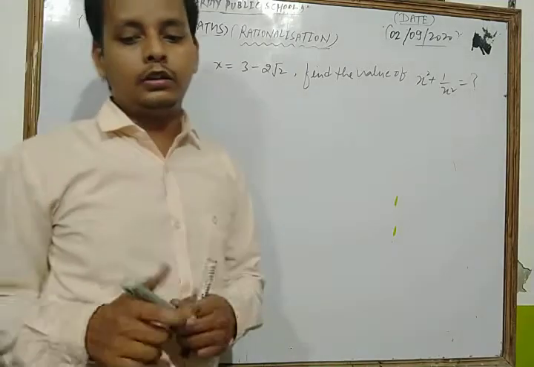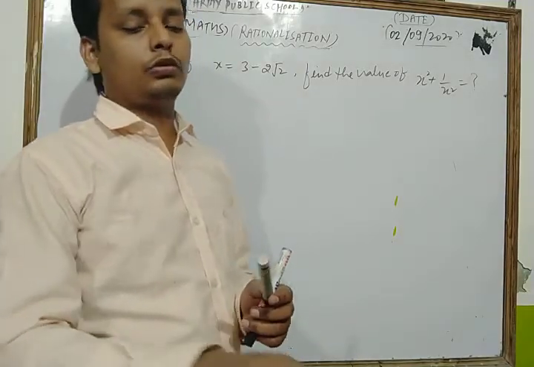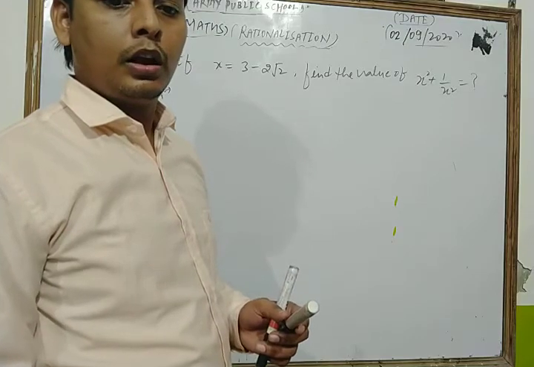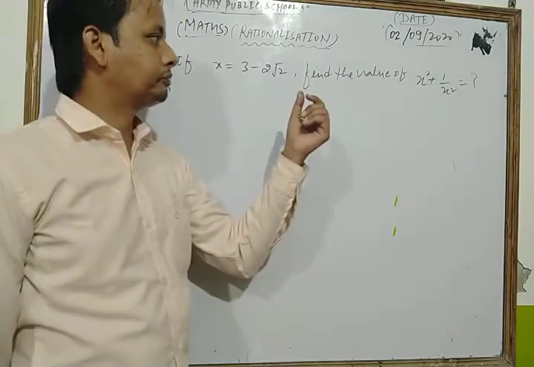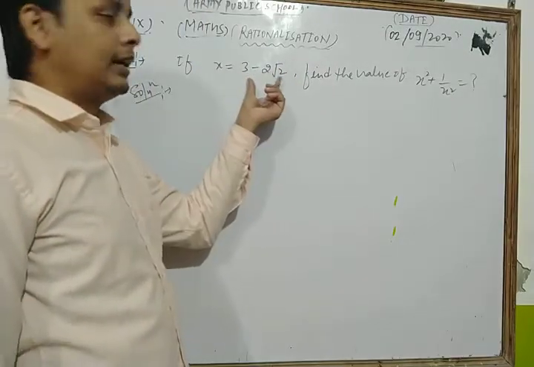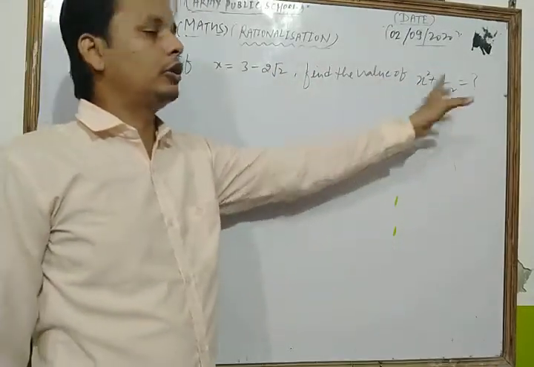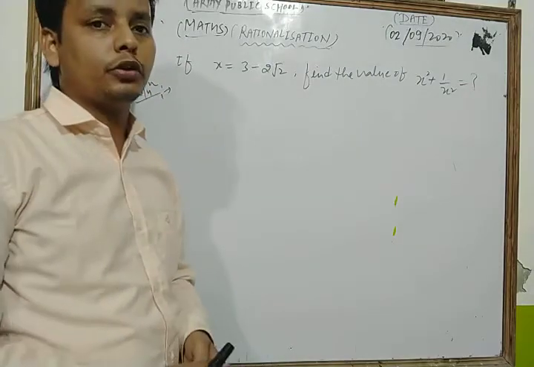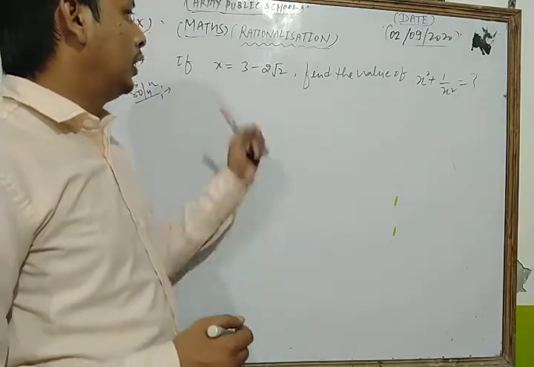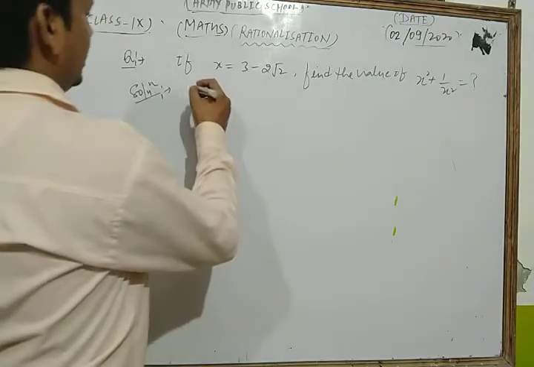This is the question here. If the value of x is equal to 3 minus 2 root 2, we find the value of x square plus 1 upon x square. Dear students, this is one of the most important questions of your topic. First of all, in that type of question, we write the value of x as it is given.